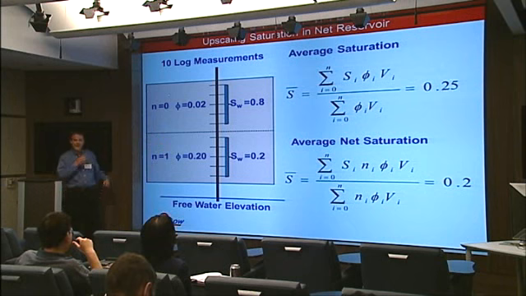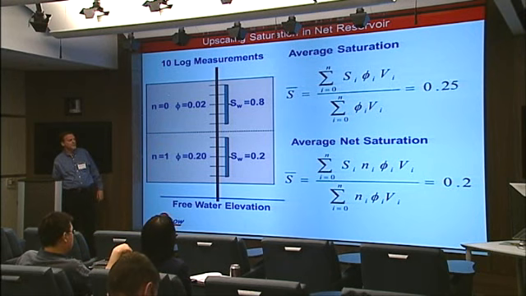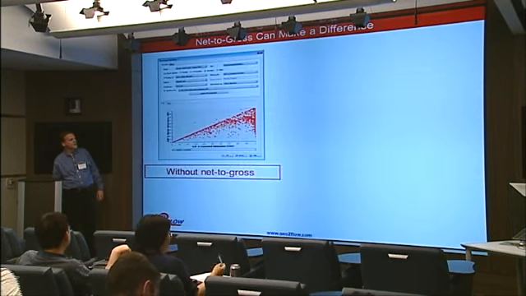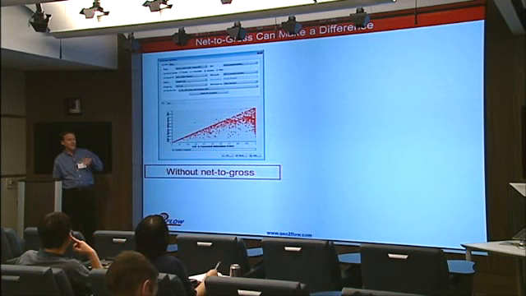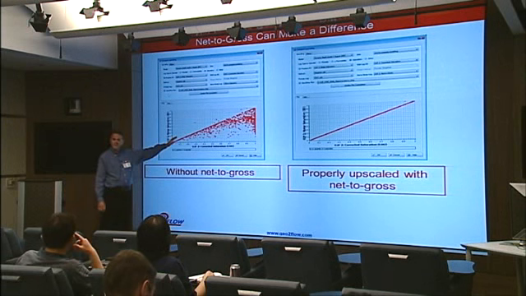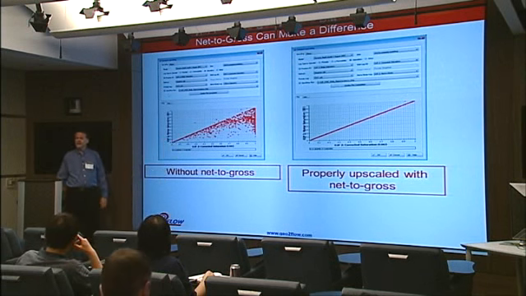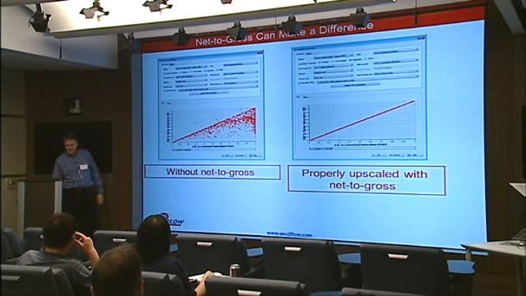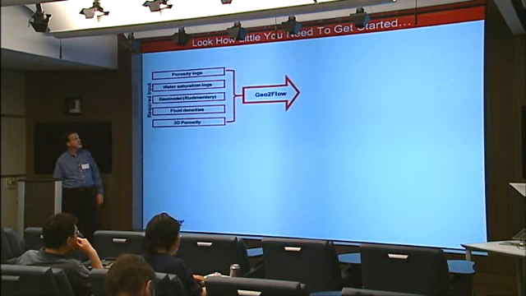So the proper way to average here, if you've got net to gross, is net pore volume weighting, net pore volume. And so here we go. Here's a model where we're not using net to gross, and here's one where we are. Net to gross is in the model, but it's not reflected in what's out there in the 3D variables. So that's a mess.